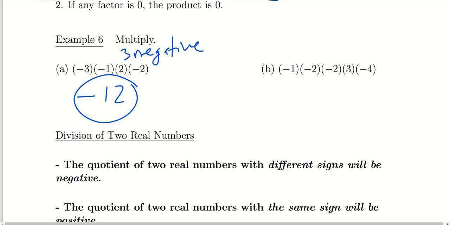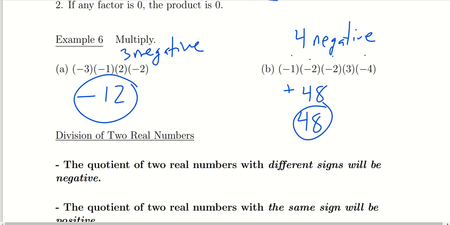If I look at example B, I have 1, 2, 3, 4 negative factors, which is an even number. So that tells me my final answer for this one is going to be positive. I'll put the plus sign just to remind myself that it's a positive answer, and then multiply the factors. 1 times 2 is 2, 2 times 2 is 4, 4 times 3 is 12, and 12 times 4 is 48. So the final answer on this one should be positive 48.